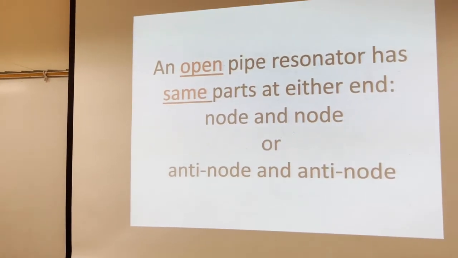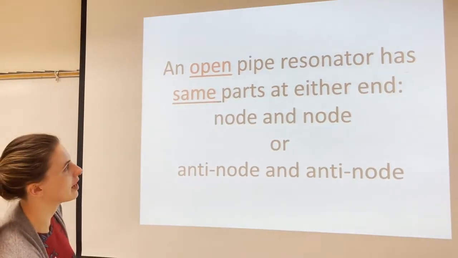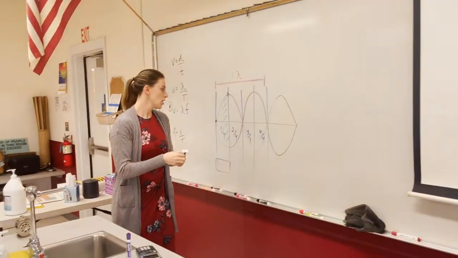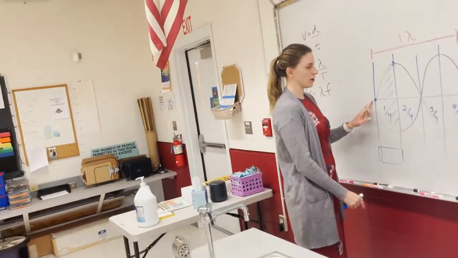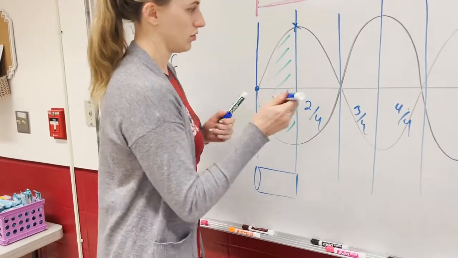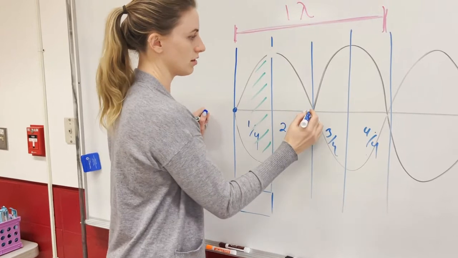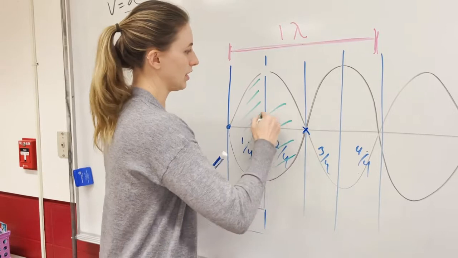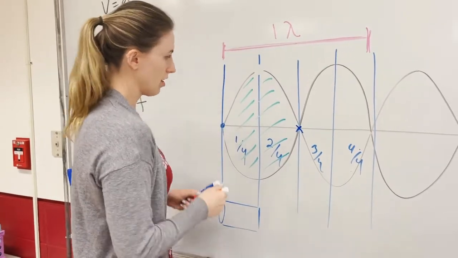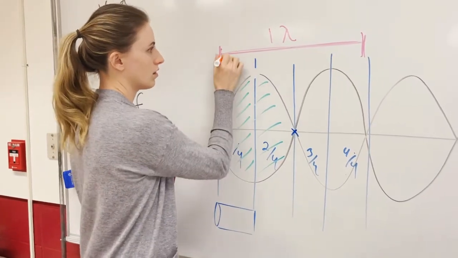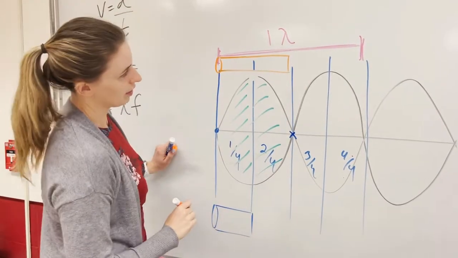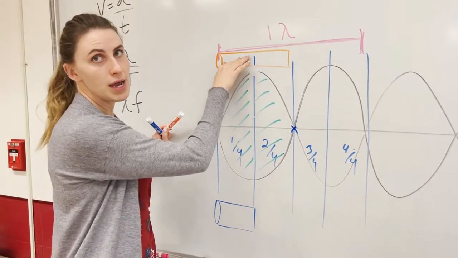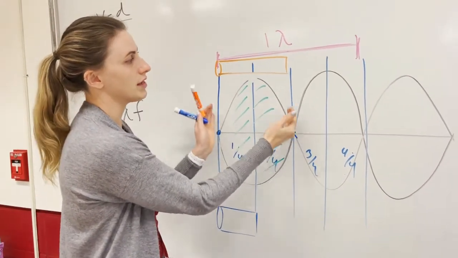An open pipe resonator has the same parts at either end, a node and a node, or an antinode and an antinode. So right here we've got a node and a node, which means we no longer stop here, we're going to be stopping here. You can draw your pipe on top for the open pipe. Now, I don't want this to be misleading: we're not changing the length of the pipe here. The pipe is the same length, but more of a wavelength fits into that pipe.